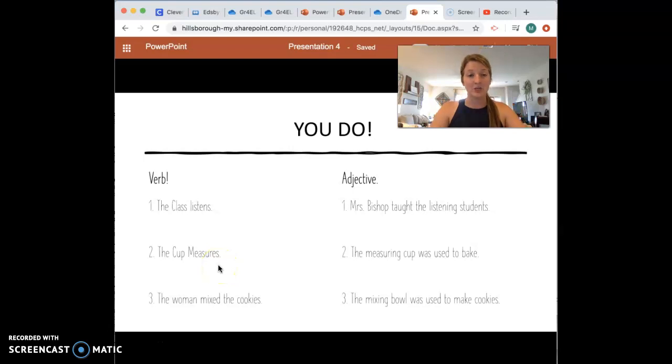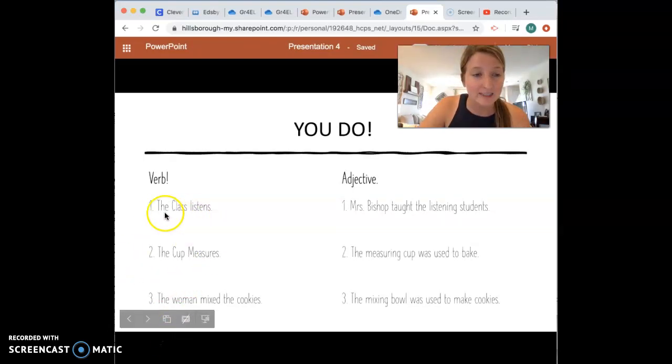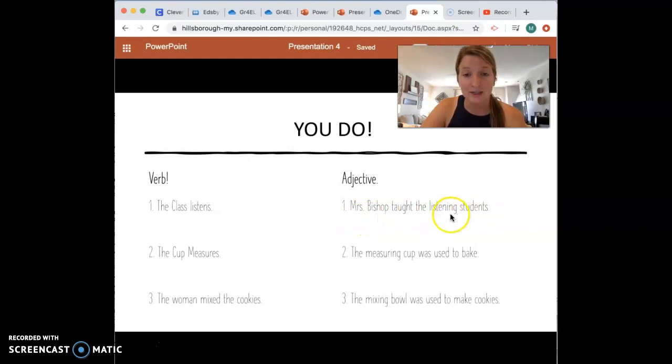All right, so we're going to get into the you do part. So I identified 3 sentences that use a verb. So think of any verbs you want. You could do the boy ran. I'm going to show you 3 examples. So the first one I wrote was the class listens. So now I'm going to change that verb, which is listens, to an adjective in my next sentence. So I wrote, Miss Bishop taught the listening students. So the verb now becomes an adjective, and we change listens to listening to describe the students. The students were listening students.